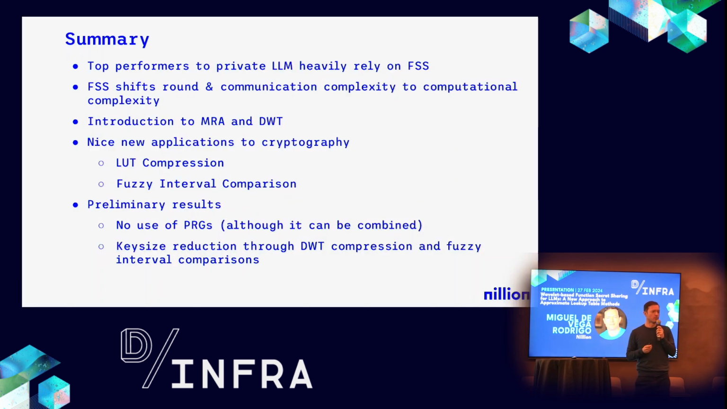So in summary, we have seen that the top performers in linear secret sharing based private inference for large language models are all using function secret sharing, which, it is true, makes some simplifications, like it's a two-party protocol, but it's really performant because it's able to shift what you typically find in linear secret sharing to be the bottleneck, which is communication complexity or round complexity, to computational complexity. And so the problem now becomes running these PRG calls.